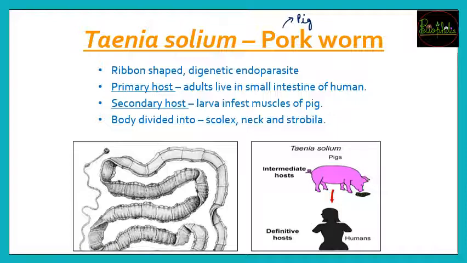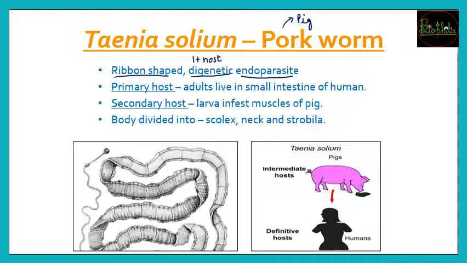So this worm is going to reach the humans because of the people who eat uncooked pork. So if it is not cooked properly, तो ये जो meat है from the pig, that is pork, that pork can infect you with this Taenia solium. So अब ये टेनिया सोलियम होती कैसी है? It is going to be ribbon shaped organism and it is digenic, that means it requires one or more than one hosts to complete its life cycle and it is going to be endoparasite.